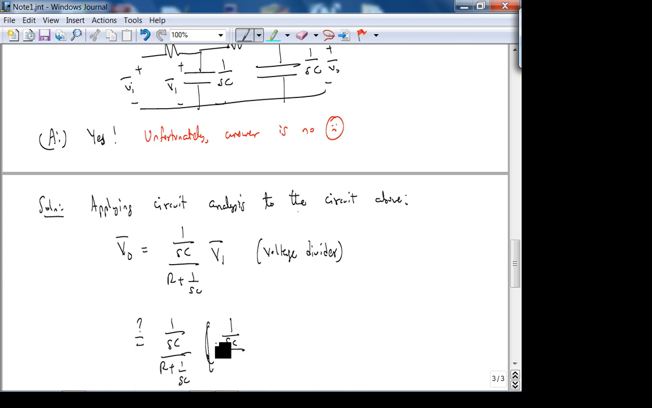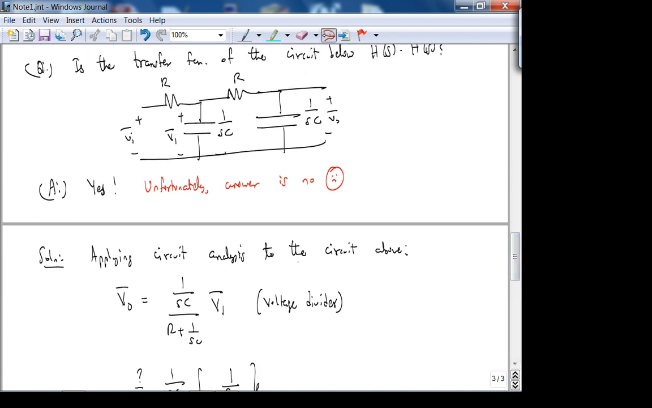You all have taken 2070, right? Is 2070 a prereq for this class or no? It's the prereq for 3050, right? Or coreq. So whatever, anybody here have not taken 2070? Okay, all of you have taken it. If you have not taken 2070, you shall have taken 2060. So this is just like 1 over j omega c.